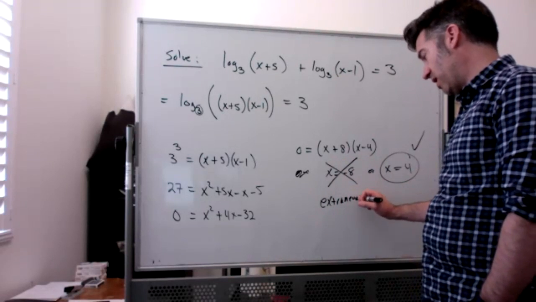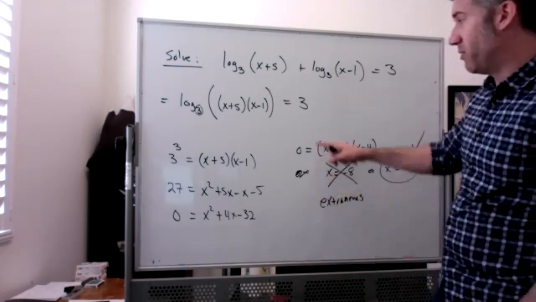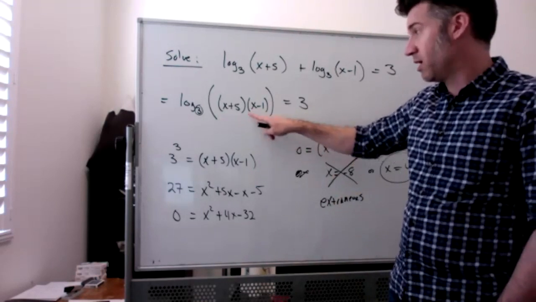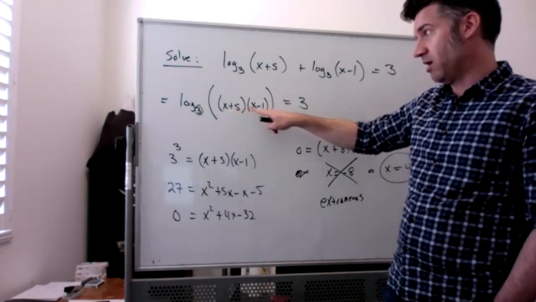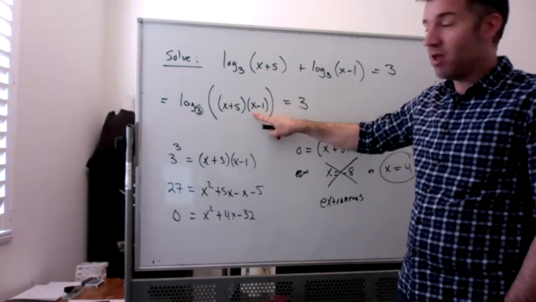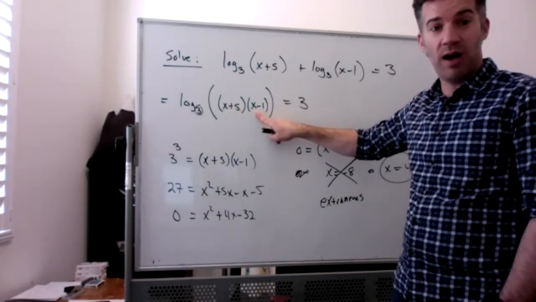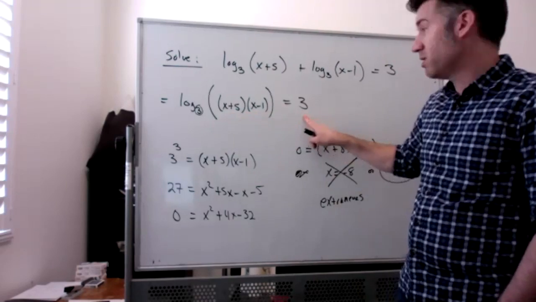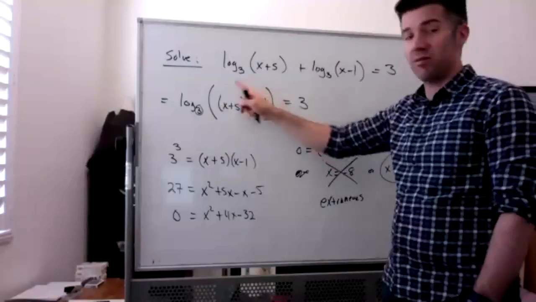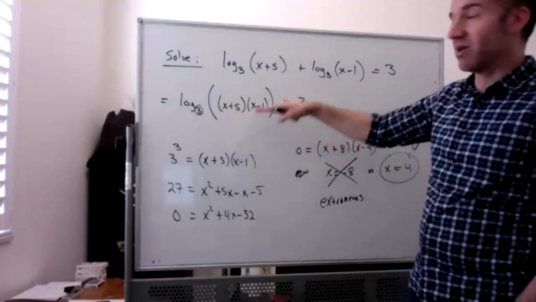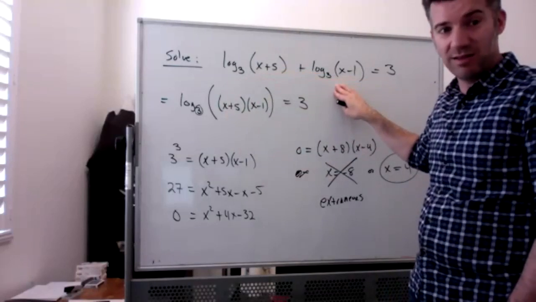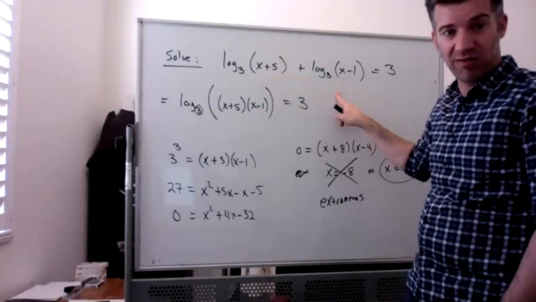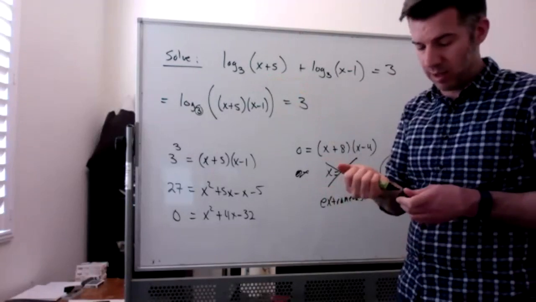You might wonder, why do we get extraneous solutions? It's because if you look at this expression, negative 8 actually works out just fine. Negative 8 plus 5 is negative 3. Negative 8 minus 1 is negative 9. But negative 3 times negative 9 is positive 27. And log base 3 of 27 is equal to 3. So negative 8 is a solution to this equation. But if you look back at the original expression, it does not count as a solution because you can't plug in negative 8 here or negative 8 here. So that's what the issue is that's happening.